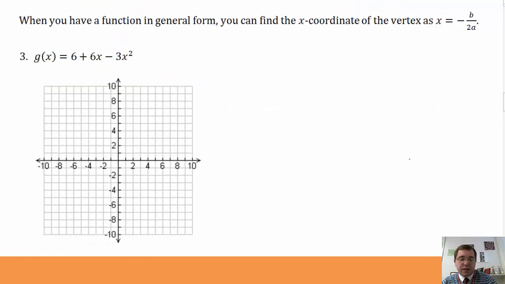So when you have a function in general form, you don't have to complete the square if you realize that the x-coordinate of the vertex is always going to follow this format. The x-coordinate of the vertex is always going to be negative b over 2a.